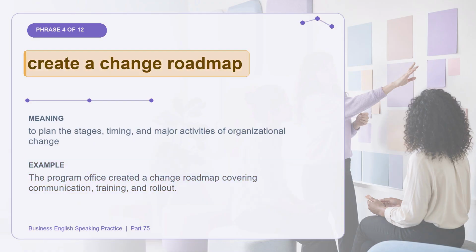A roadmap shows how the organization will move from current to future practice. It aligns dependent activities and milestones. Use this phrase when coordinating a complex transformation. Now repeat, create a change roadmap.